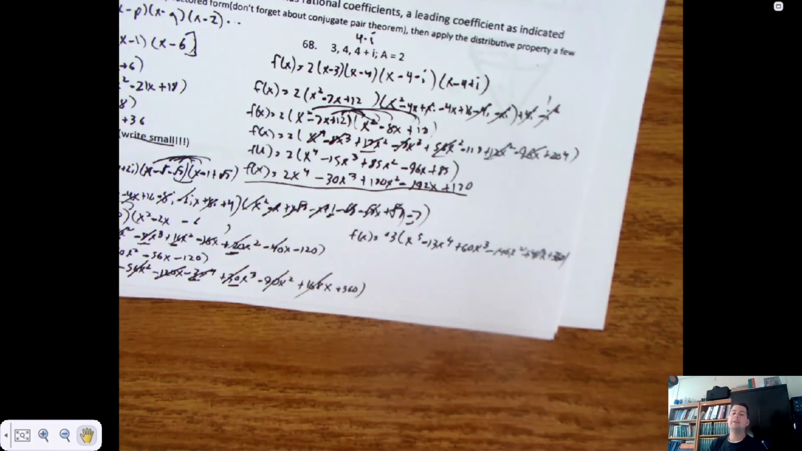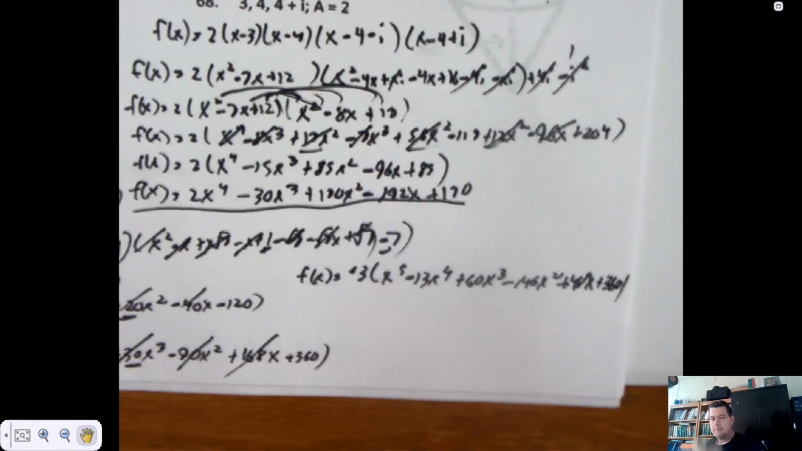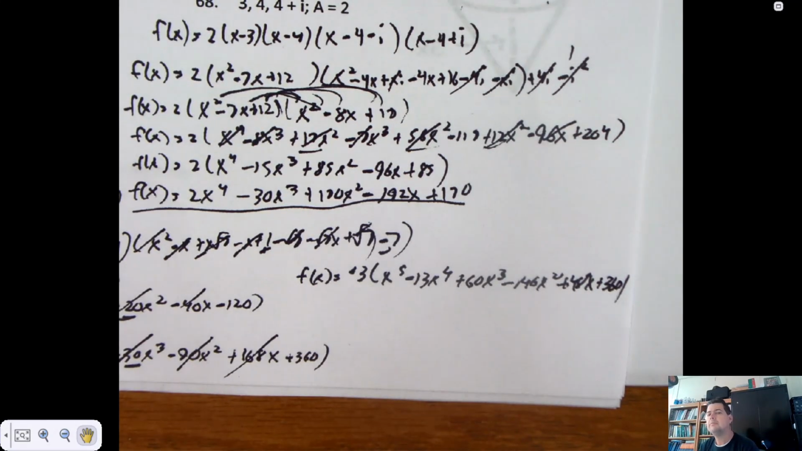And I'm almost done. I know that's probably impossible to read, isn't it? It's still probably impossible to read. It's pretty bad.